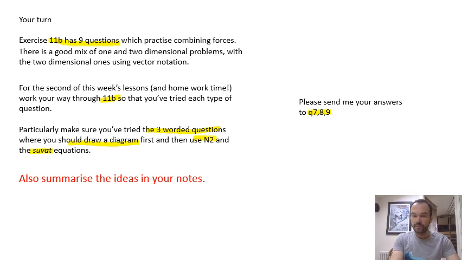Next week we'll look at naming some forces. Oddly though, of course, the book has introduced the names of forces already, and then we'll look at finishing the chapter off. Right, good luck with all that.